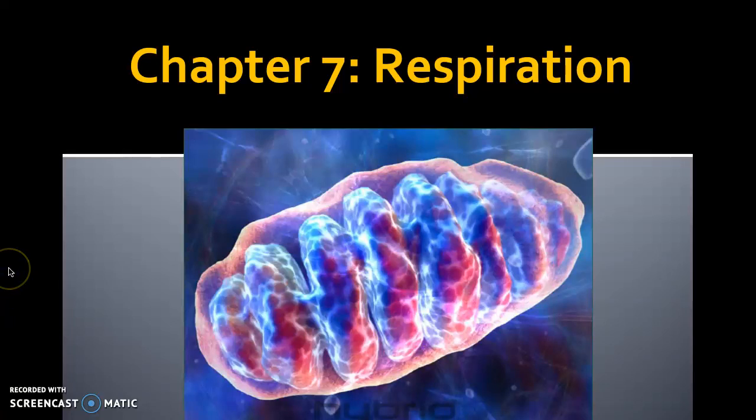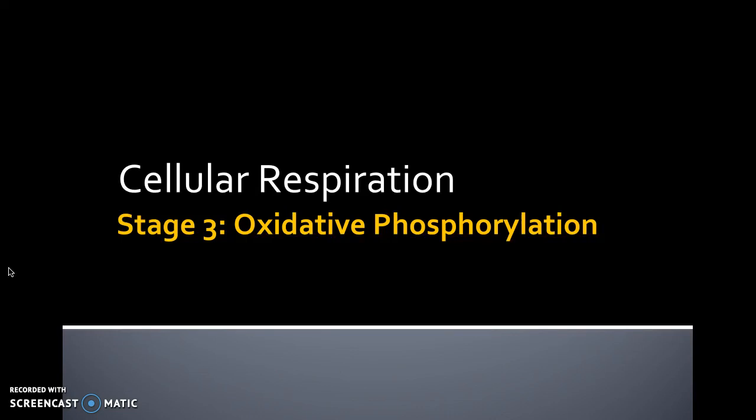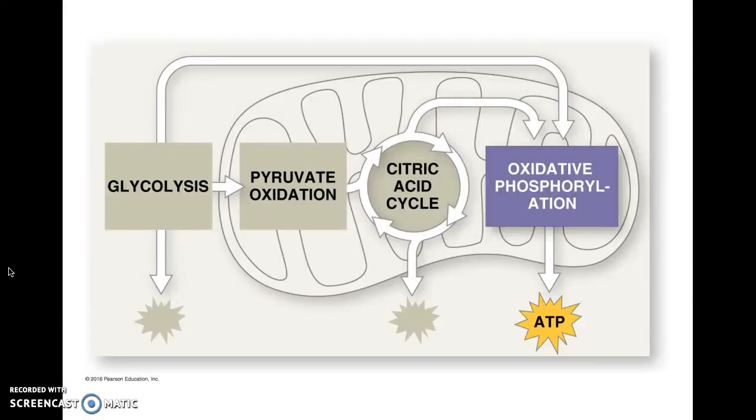Okay, so here we are with the third and final stage of respiration, oxidative phosphorylation. Oxidative phosphorylation is occurring within the mitochondria. This is where the bulk of the ATP is made. Remember, the mitochondria is the powerhouse, and it is the powerhouse because of oxidative phosphorylation.